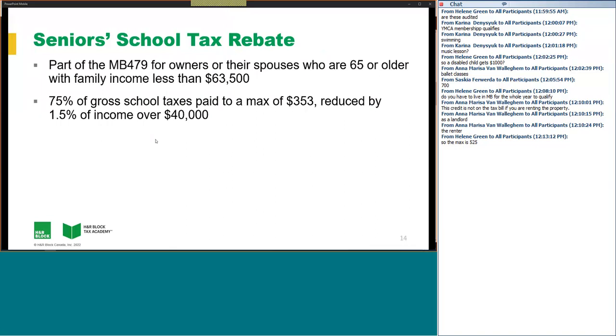We're not done yet, though, because there's an additional rebate for owners or their spouses who are 65 or older who have family income less than $63,500. And yes, Nancy, this year it is going to be less than $525. It has been $525 for 2021. It's definitely going to be lower for next year. I haven't looked up to see what it is. I'll find that out in January when I do my tax updates.